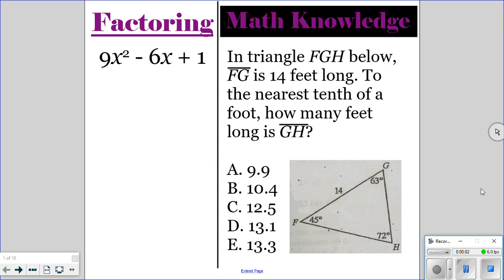All right, so y'all go ahead and do the factoring and the math knowledge question for today. Pause the video, and then once everyone is finished, you can unpause the video and I'll go over the correct answers. So for the factoring, you're going to have to do remove, replace, reduce.